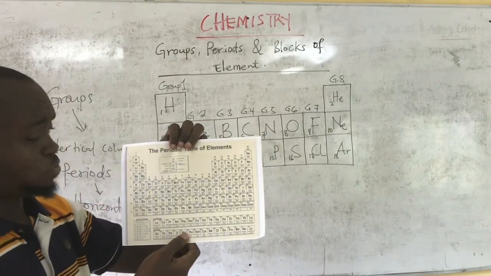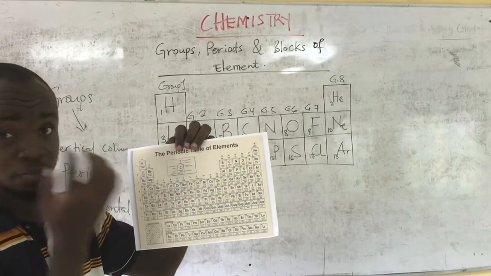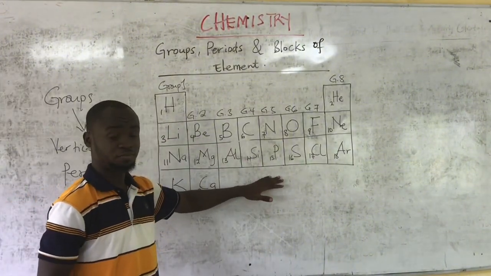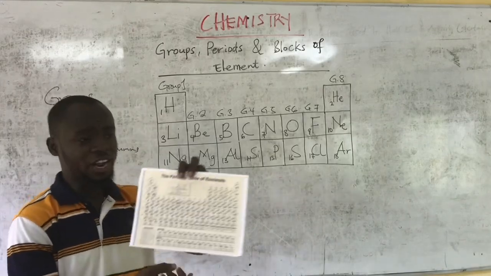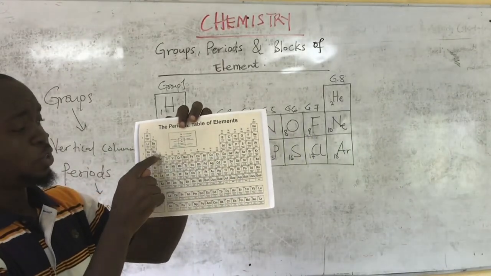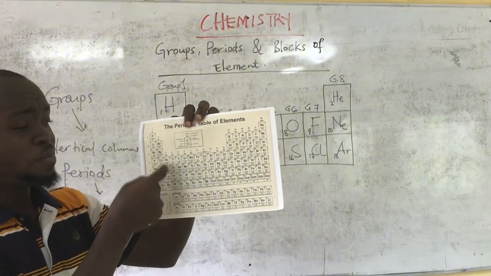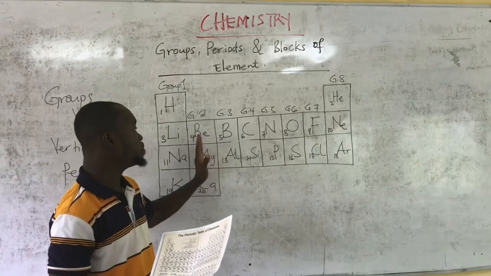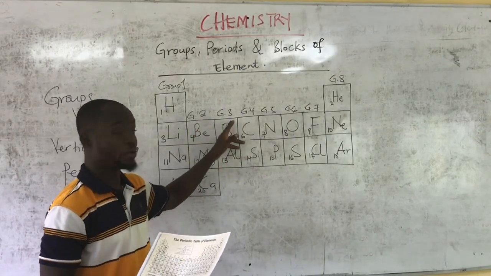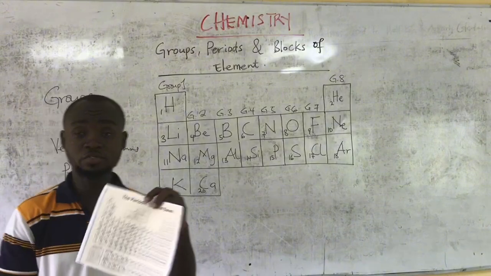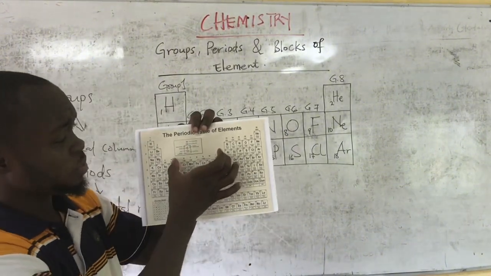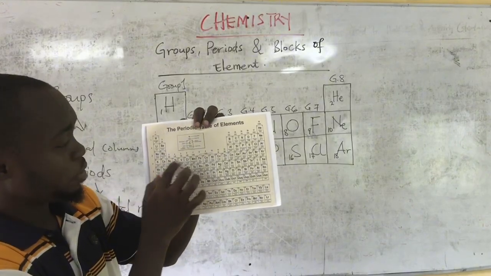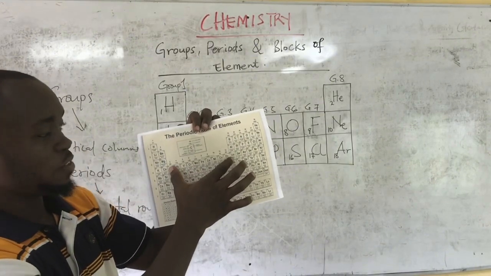In addition to this, they've added the transition series. Is that okay? The one I have on the board here is without the transition series. Once they've added the transition series, we then move to group 3. So group 3 here comes along with the transition series. But over here, there's no transition series in between, so right after group 2, I move on to group 3 without any transition element. We have the transition series in the middle here, from scandium to zinc. That is the first transition series.